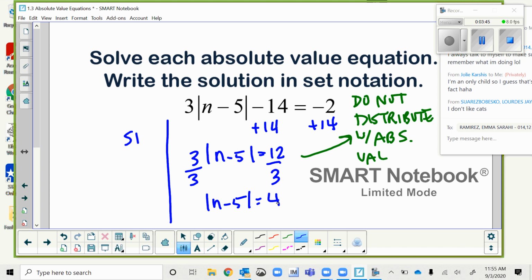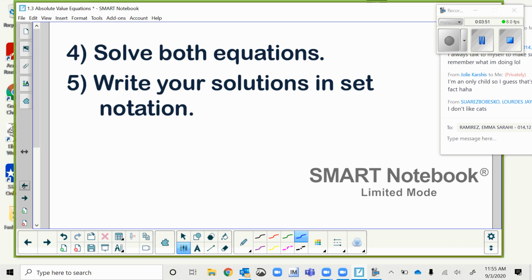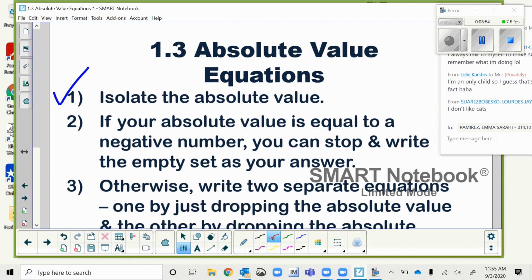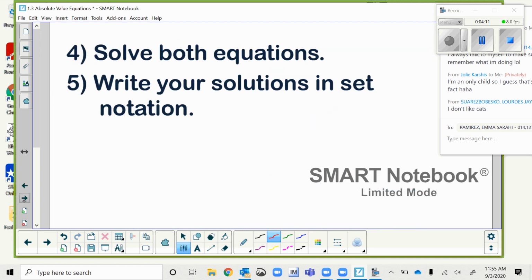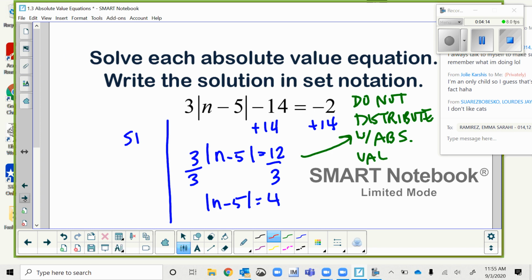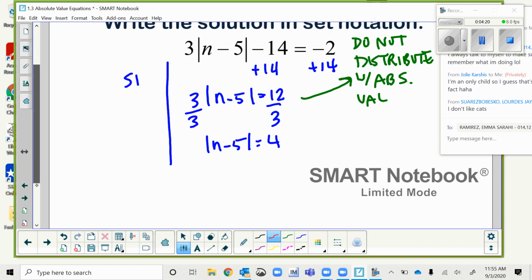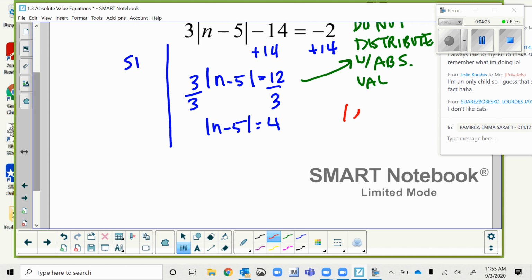Okay, so that's grand. Let's go back to the words, to step 2. Step 2 only applies sometimes. It says this. If your absolute value is equal to a negative number, you can stop and write the empty set as your answer. Now, that's not what we have in this problem, but I do want to talk about it for a second. So if instead, so here's what that's saying. This is a side example, like I'm making up something else for a minute.